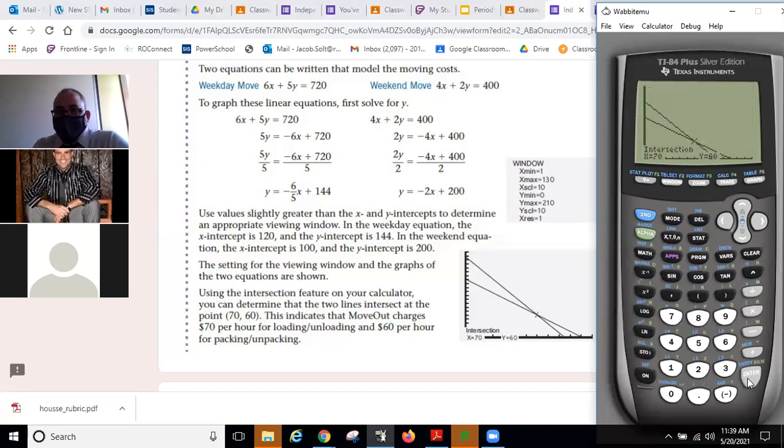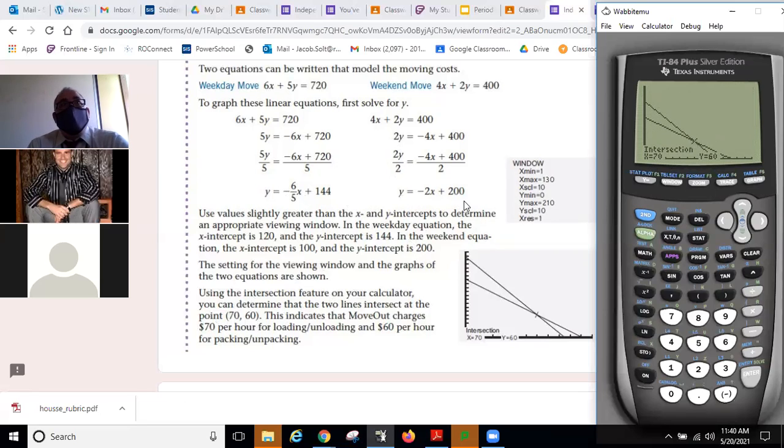So I'll press enter. And it will tell me what the x value is, 70, and the y value is 60. Look at that. As we're looking forward, the answers will be x is 70, y is 60. All right, that's how you can use the calculator to find this really easy.